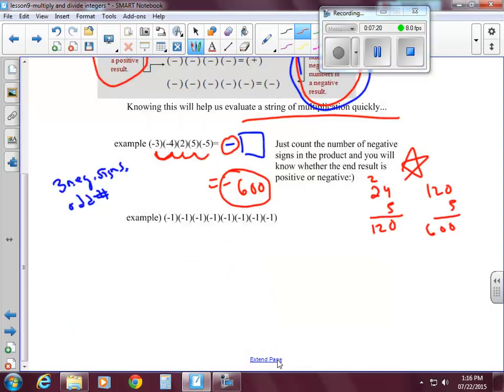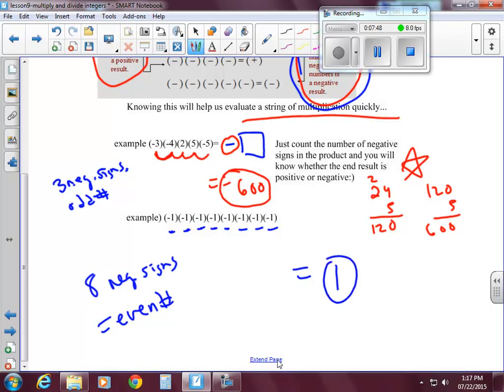Let's try again. Negative times a negative times a negative times a negative times a negative. How many are there? So 1, 2, 3, 4, 5, 6, 7, 8. Aha! 8 negative signs. Well, that's an even number. So we know the final answer is going to be positive. And since it's a whole string of 1s, you know that if you take 1 times 1 times 1 times 1, you still get 1. So voila, just 1. 1 is the final answer to that.